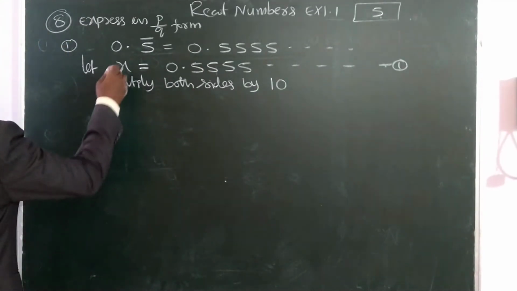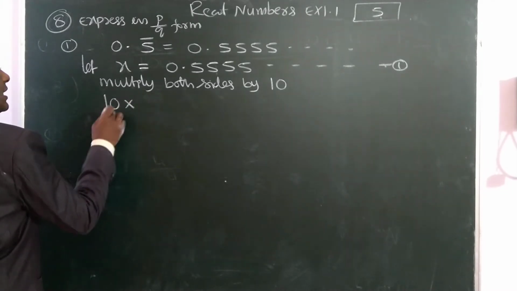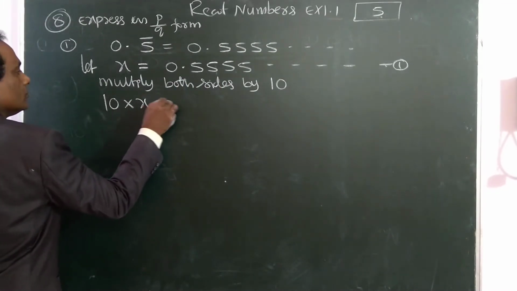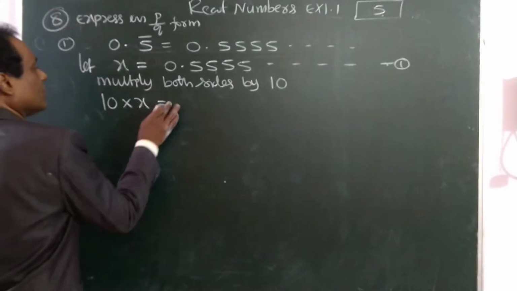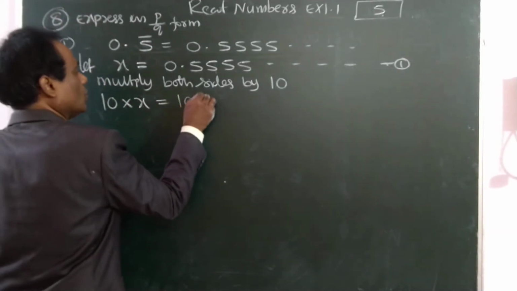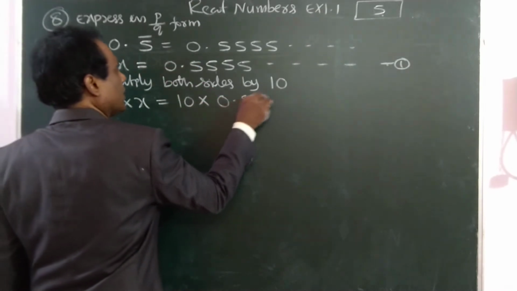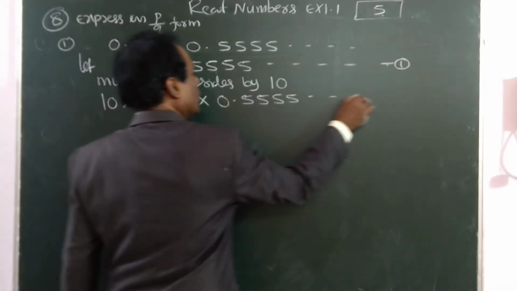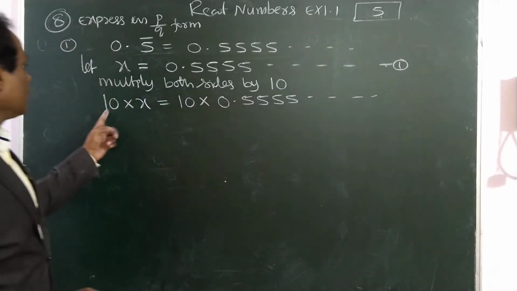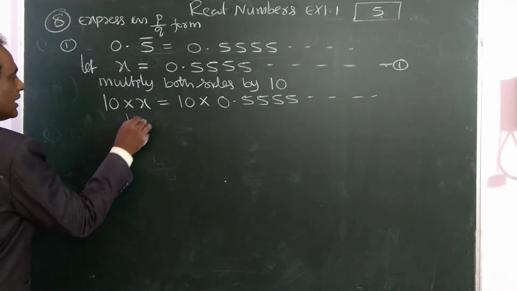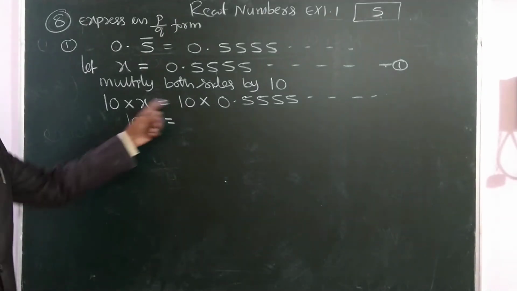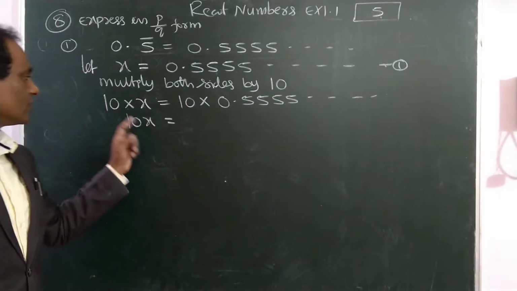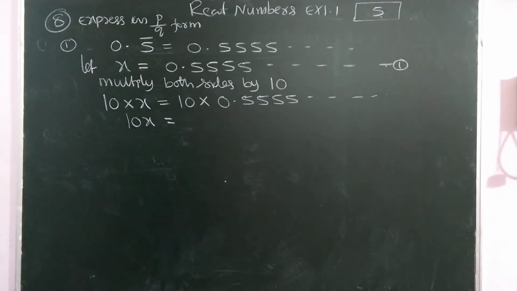So see here, multiplying the left side, 10 into this X. Already X is there, I am multiplying with 10. Right side also I will multiply with 10, 10 into 0.5555 and so on. So multiplying both sides with 10, left side 10 into X is 10X. Right side also multiply with 10.